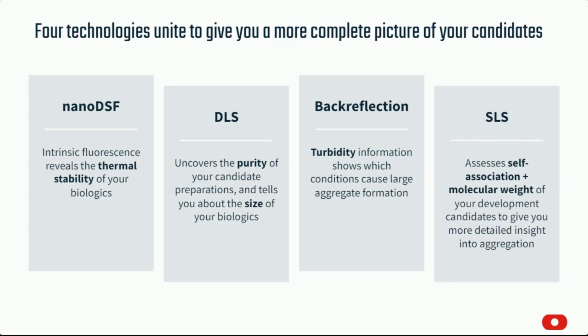And finally, we have static light scattering, or SLS, which is another way to inform on colloidal stability. And you can actually set up additional experiments to give you information regarding the average molecular weight of your sample, or even a self-association parameter known as the B22, or the second virial coefficient.